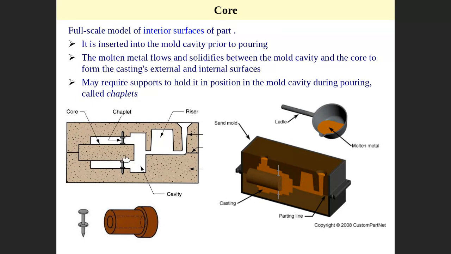The main functionality of the core is this: liquid will fill around it, and later we remove the core, which creates the hole inside. The main functionality of the core is to create the hole inside. We call it the internal surface. So liquid will come, fill everywhere, and then you create the internal surface as you can see.